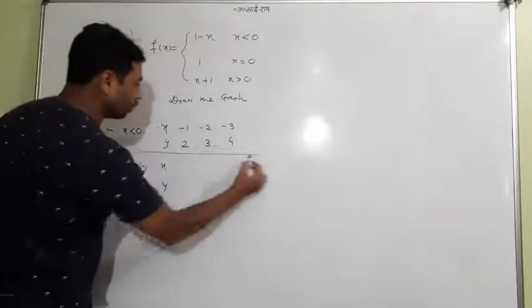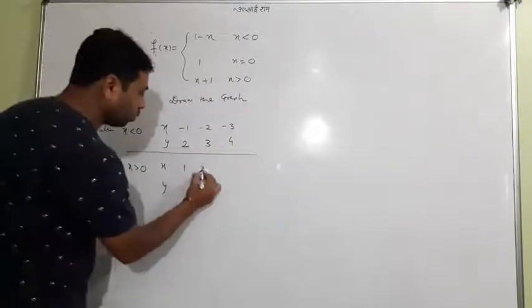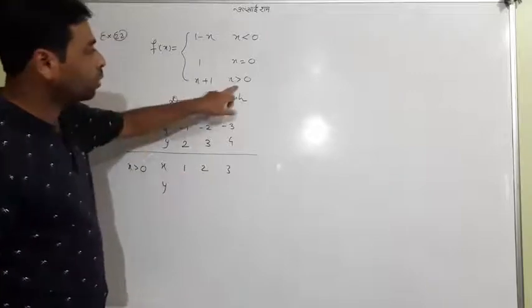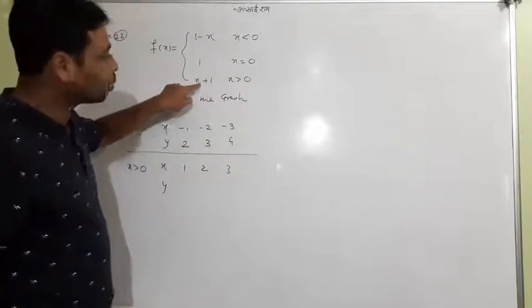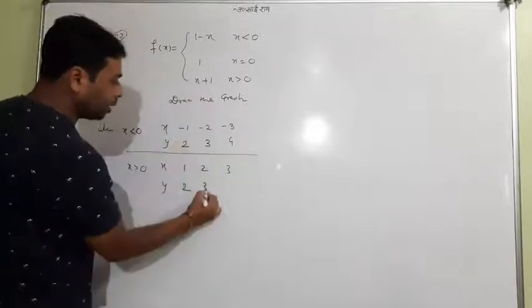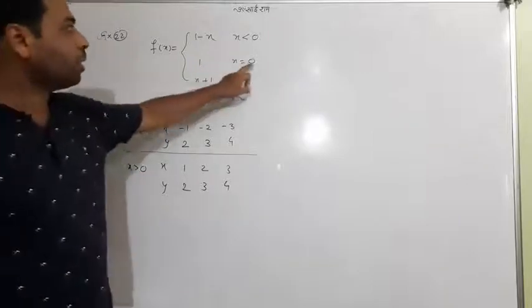Now I'll choose the second option. This is the first, this is the second. For x greater than 0, put 1, 2, 3. When x is equal to 1, for x greater than 0, we'll choose this one: x plus 1, so 1 plus 1 is 2. So 2 and 1 is 3, and 3 and 1 is 4. It's good enough. And for 0, it is 1.